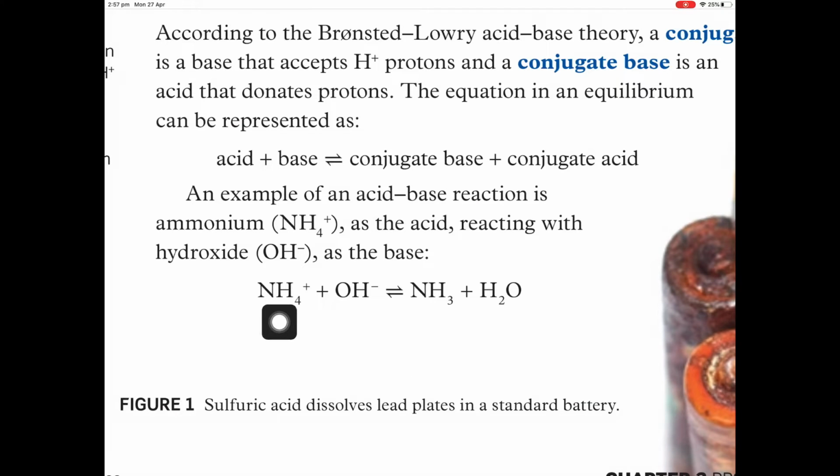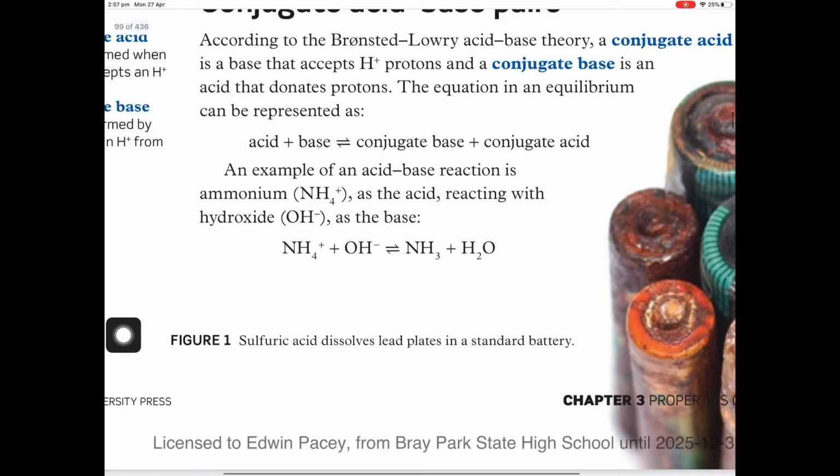So the acid, the NH4+, the ammonium ion, becomes the conjugate base. The base in the reactant becomes the conjugate acid. This is reversible. So the water can give up its proton, it gives it to the ammonia molecule, and produces these two. So basically it's like that. Let's go to the next page.